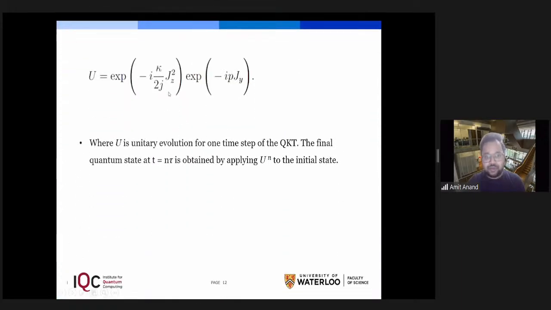When we get this unitary for one kick, we use this unitary again and again to get it for any number of kicks, or for any time. So applying this unitary again and again, we get it for n kicks.